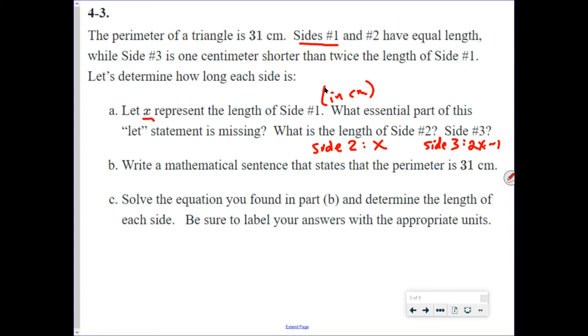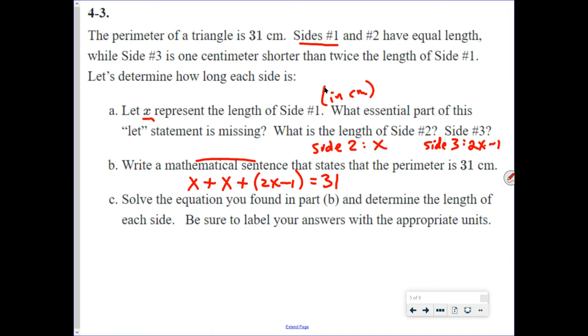I know that's a little weird in the way they said it, but here's what they meant. They said side 1, which is x, plus side 2, which is x, plus side 3, which is 2x minus 1, equals 31. When they say a mathematical sentence, that's what they're referring to. It's a combination of numbers and letters that mean something mathematically, okay?